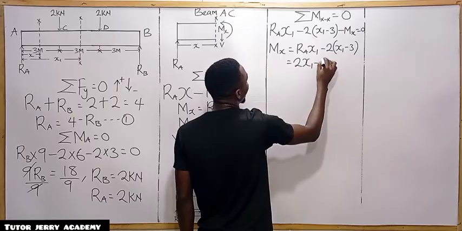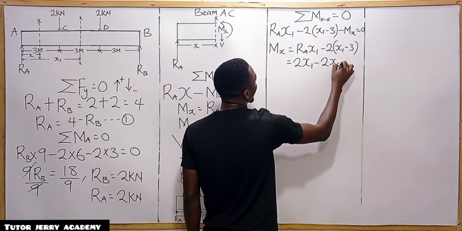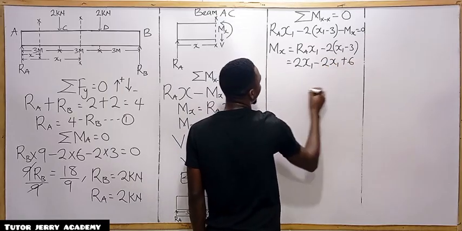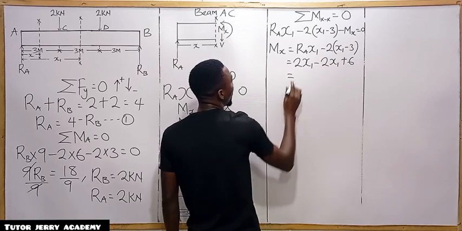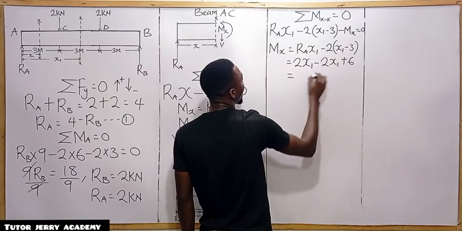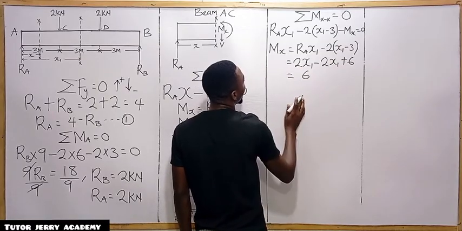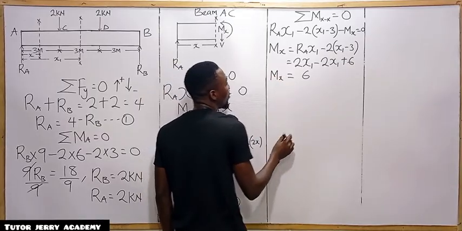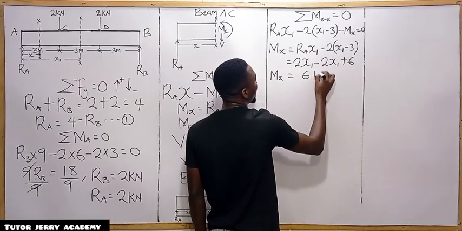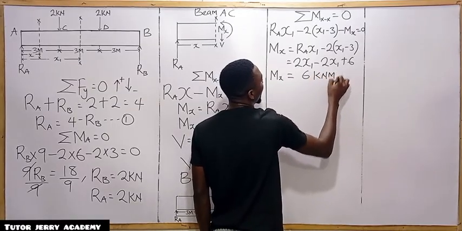So we are going to have 2S1 minus, if you clear the bracket, you have 2S1 plus 6. So this will be equals to what? This will be equals to 2S1, we cancel out 2S1, then we'll be left with 6. So the moment here is 6. So it shows that our moment here is going to be 6 kilonewton meter.